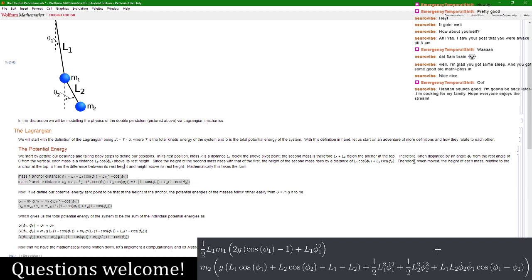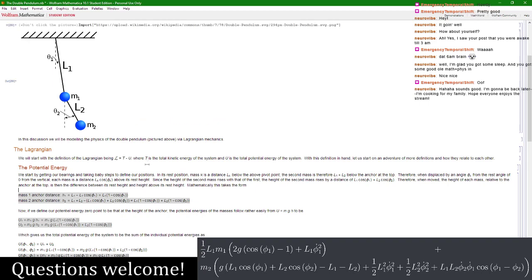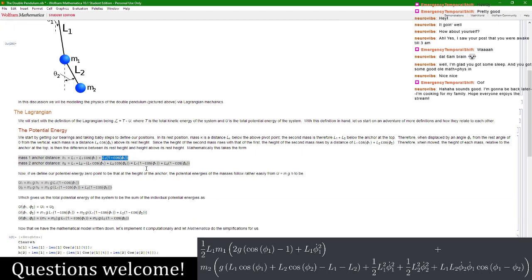And so therefore, when moved, the height of each mass relative to the anchor at the top is the difference between its rest height and the height above its rest height. Now we're moving to measuring our distances of each mass from the topmost anchor point. The mass 1 anchor distance, which we're defining as H1, is L1, its rest height, minus the height it has risen. We can rearrange that and pull out the L1 to get this expression here: L1 times 1 minus cosine of phi 1.